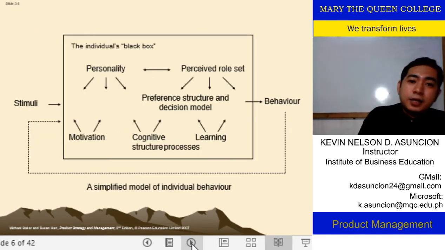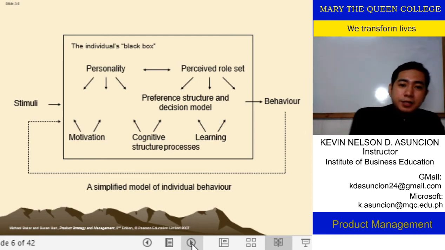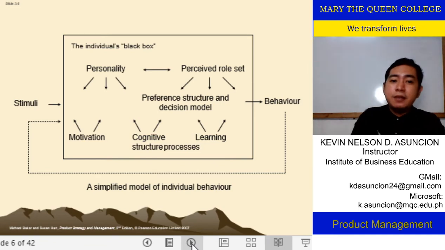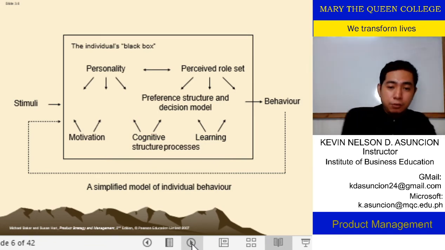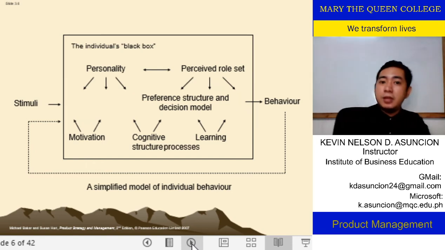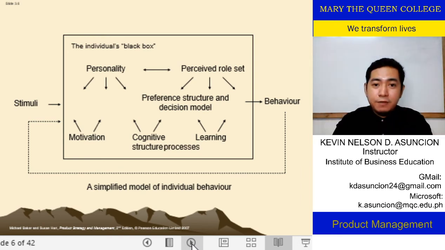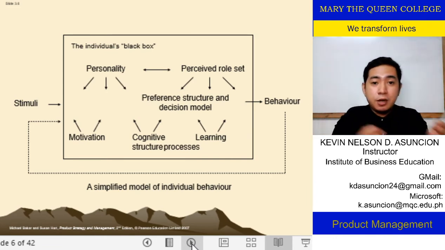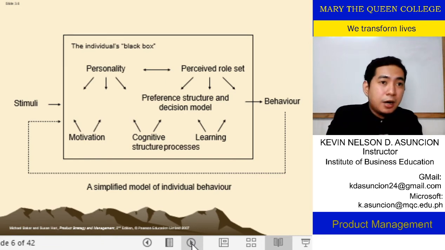Okay? So take a look at this diagram. So your personality, your motivation, and the perceived role, kung makikita ninyo, and cognitive structure process, your learning, and stimuli affect behavior. So your behavior gives stimulus to the decision. Your environment as well gives stimulus to the decision. Naapektuhan ka ng environment, kaya nagbabago yung decision mo. Minsan, nagbabago ka ng perception, kaya nagbabago yung decision mo. And there are also marketing activities that are affecting the buyer's decision.